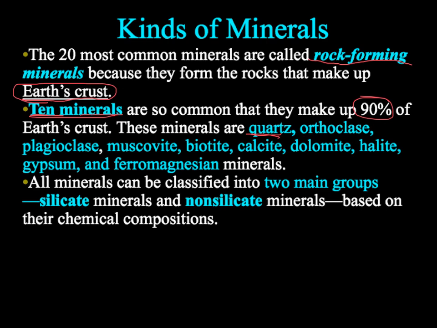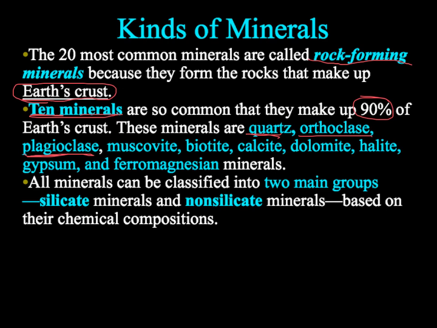There's quartz, orthoclase, and plagioclase, which together make up what are called the feldspars, which is another family of minerals, but they split it into the two subfamilies, the orthoclases and the plagioclases. You've heard feldspars and felsic magma. So quartz, the feldspars, there's muscovite, biotite, calcite, dolomite, halite, which is a fancy name for salt, gypsum, and ferromagnesium, which contains iron, that's the ferro, and magnesium, which is the magnesium part.